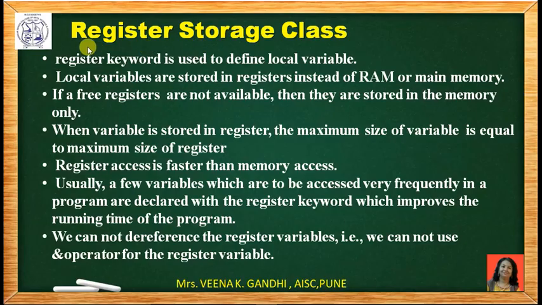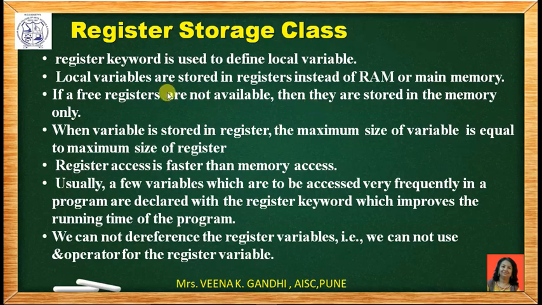The third storage class is the register storage class. The register keyword is used to define local variables. Now these local variables are stored in a CPU register instead of main memory or RAM. If the registers are not available, then they are stored in main memory only, because CPU registers are very few. So if the registers are not free, then these variables are stored in main memory.